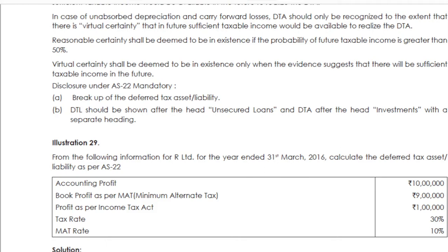Book profit is 9 lakh. Income Tax Act profit, that is taxable income, is 1 lakh. Tax rate is 30%. MAT rate is 10%. So generally MAT and income tax, both are similar. If you pay extra tax in MAT, then next year you can take credit of that MAT while paying your income tax. So you need not confuse between deferred tax and MAT. MAT is an additional tax over the income tax. That extra tax will be adjusted in future income taxes.